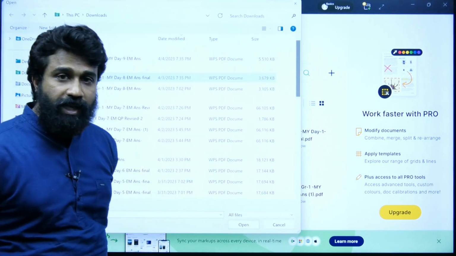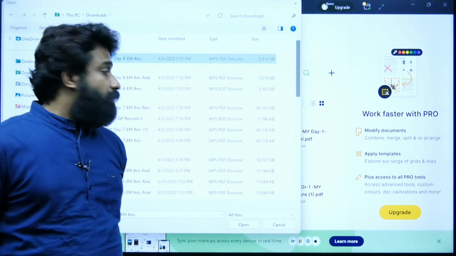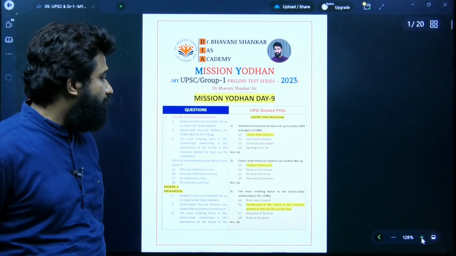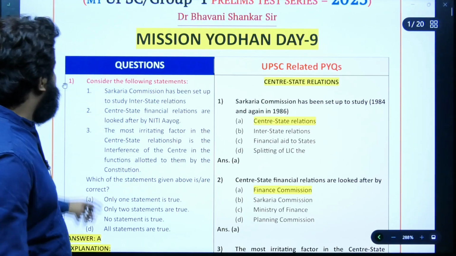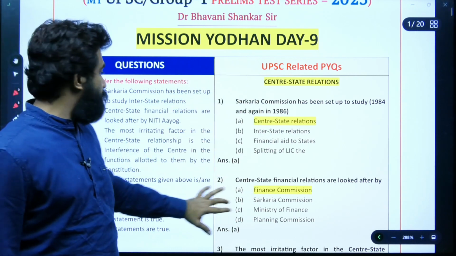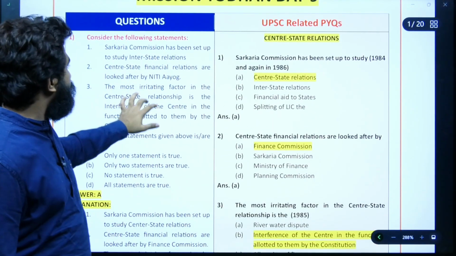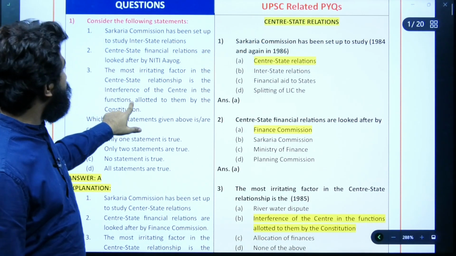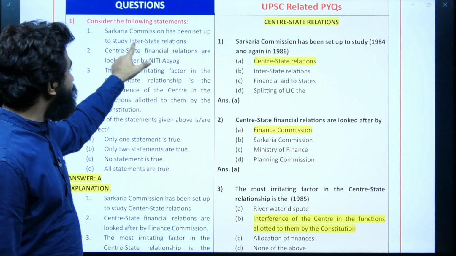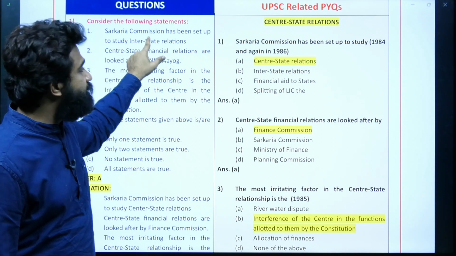I would like to give you the explanation of today's content. The 20 MCQs that we have asked are all based on previous year questions. Here this is the question paper, right. Regarding the Sarkaria Commission, the Sarkaria Commission has been set up to study the center state relations.